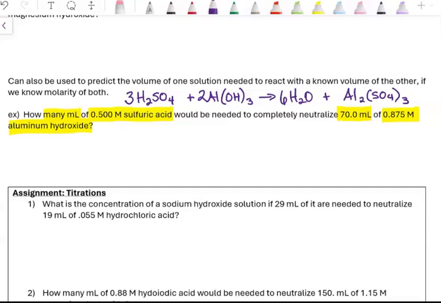Hopefully you got that. Now, we're still going to start with the volume of the one that we know the concentration of, only this time because we're looking for volume of the other one and we have the molarity, we can do this all in one long stoichiometric step. So in other words, we don't have to stop and divide by anything. We can just kind of do this all with fractions. So we're going to start with our 70 milliliters or 0.07 liters of aluminum hydroxide and see if you can take that all the way to milliliters of our acid.